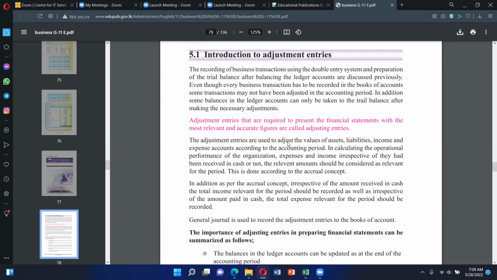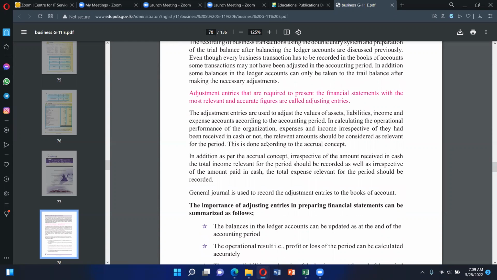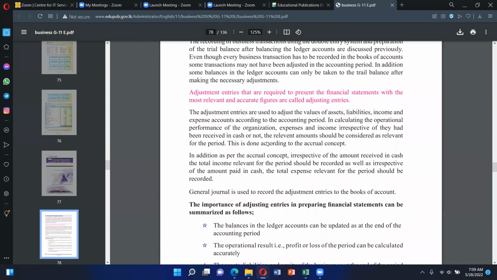accrual concept. In addition, as per the accrual concept, irrespective of the amount received in cash, the total income relevant for the period should be recorded, as well as irrespective of the amount paid in cash, total expense relevant for the period should be recorded. General journal is used to record the adjustment entries to the books of account.